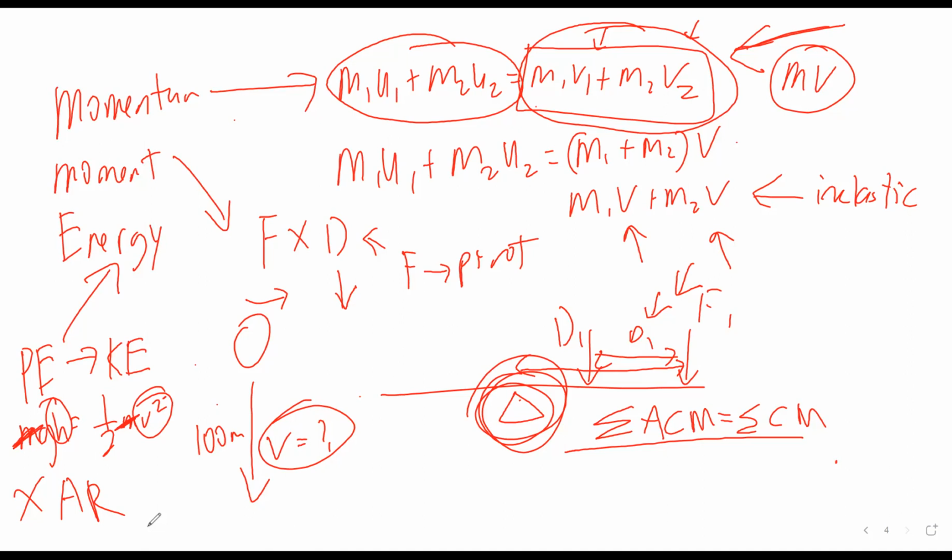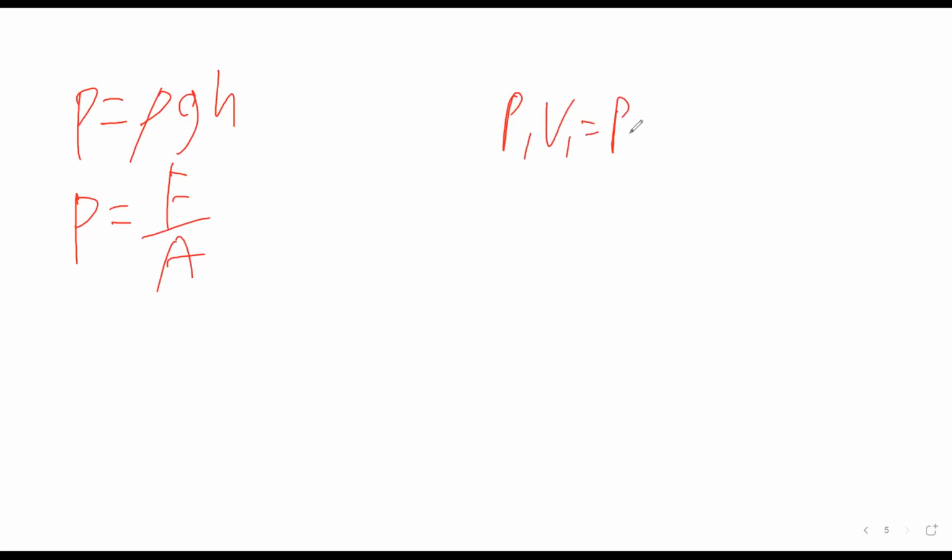Okay. Then after that, the third question will most likely be a pressure question. What are the two formulas for pressure again? Rho gh. Come on. F over A. Yeah. And P1V1 is equal to P2V2, the Boyle's law formula. It's also a pressure formula.